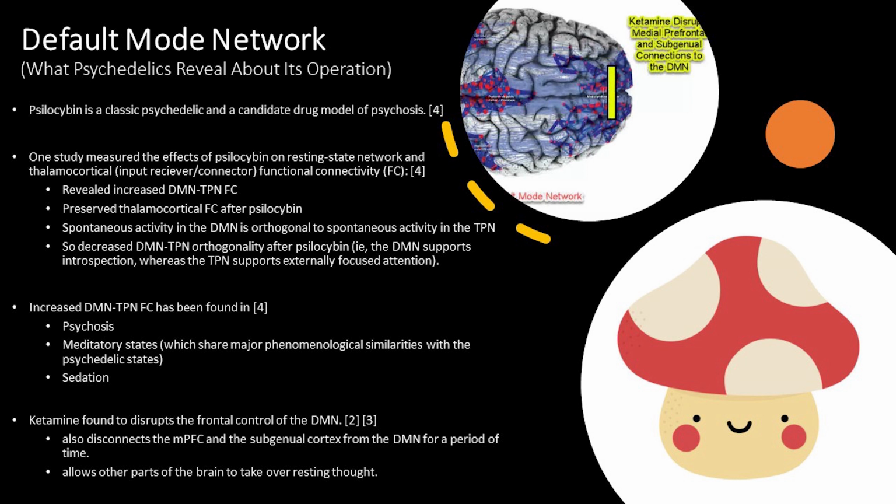So just recapping some of that research again, we know that psilocybin is a classic psychedelic and a good candidate for the drug model of psychosis, and we see that through increased functional connectivity between the DMN and the TPN. The same functional connectivity was observed in psychosis and states of meditation, as well as sedation too. And another point here is that ketamine, a horse tranquilizer, was found to disrupt the frontal control of the DMN, so disconnects the medial prefrontal cortex and the subgenual cortex from the DMN for a period of time and allows other parts of the brain to take over resting thought.